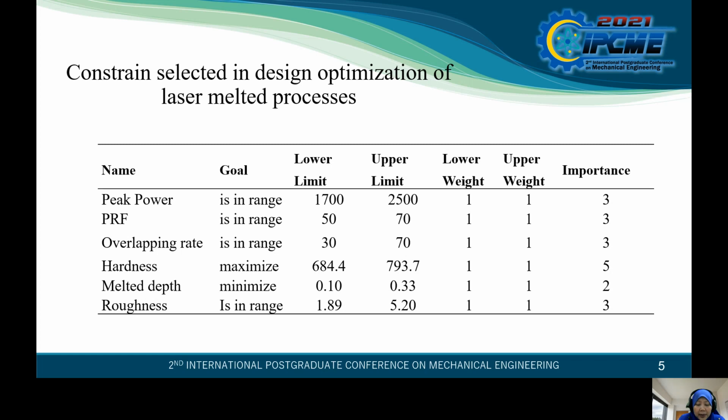The goals of peak power, PRF, and overlapping rate were set within the appropriate range, that is, in range. The hardness properties goal was set to maximize, while melt depth was set to minimize, and surface roughness was set in range. The important level for factor parameters was set at level 3 for all parameters. The important level of hardness was set at level 5, while roughness was set at level 3 and melt depth was set at level 2. The change in the important level will affect the desirable solution.